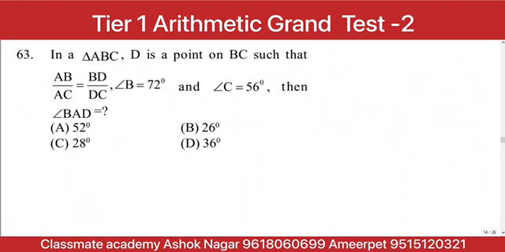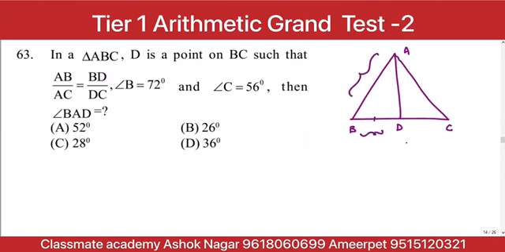In a triangle ABC, D is a point on BC such that AB by AC is equal to BD by DC, and angle B is 72 and angle C is 56. He is asking you what angle BAD is. Now look here. D is a point on BC. He is giving you that AB by AC is equal to BD by DC, which means it's an angular bisector. So AD is an angular bisector.